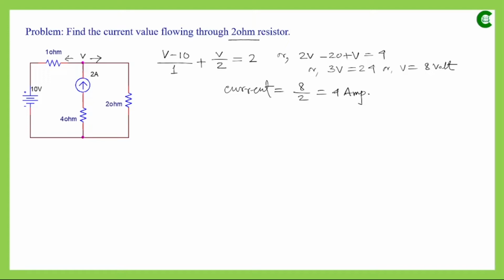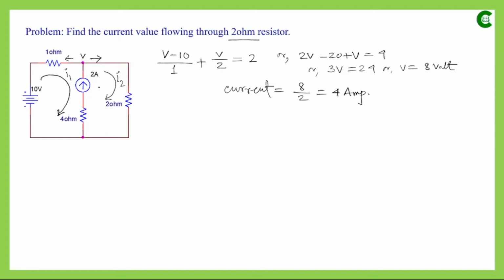But if we want to learn the concept of super mesh from this circuit, we have to apply the mesh analysis method. Now if we analyze this circuit, we have one mesh. We assume the current flowing in this mesh is I1, flowing in the clockwise direction, and in the other mesh the current is I2, which is also flowing in the clockwise direction.